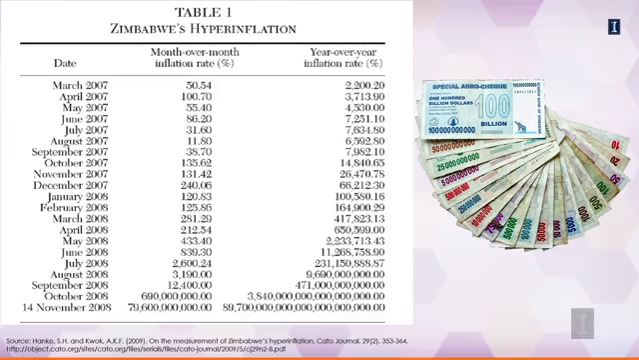In Table 1, you can see the rates of inflation between 2007 and 2008. The inflation rate was about 50% month over month. This is not yearly. For example, in April 2007, prices doubled over 1 month. And as you keep going, you can see that in November of 2008, the inflation rate had gotten into trillions of percentage points. The year-over-year inflation rate was such a huge number that many of us don't know how to read it.